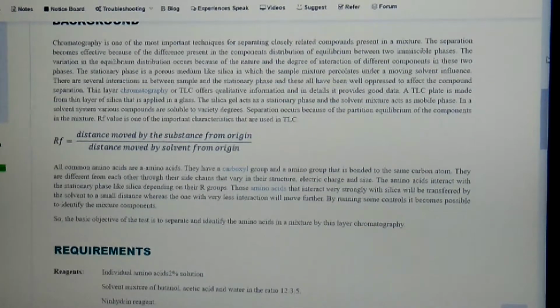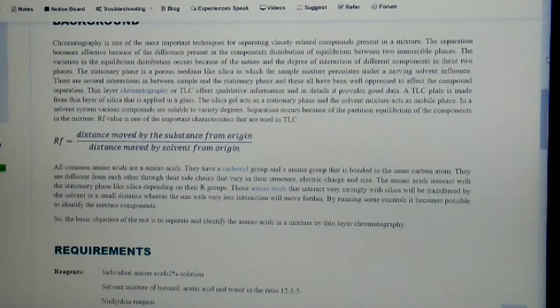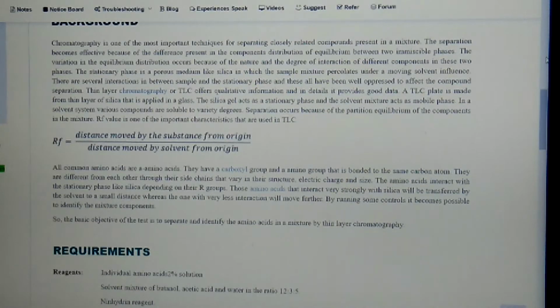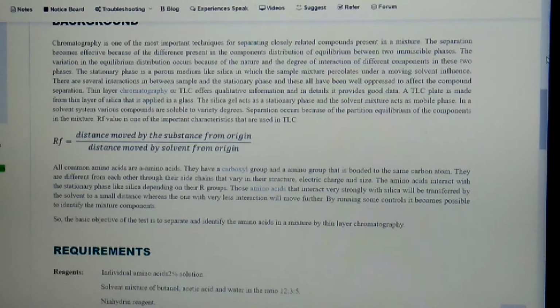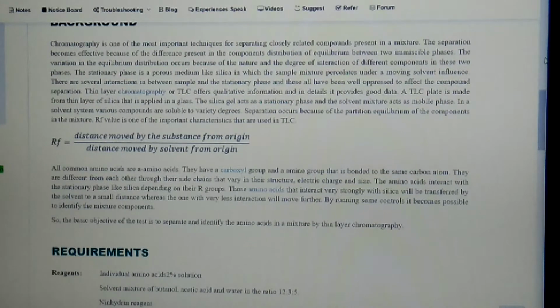All common amino acids are alpha amino acids, and they have a carboxyl group and an amino group bonded to the same carbon atom. They differ from each other through their side chains, which vary in structure, electric charge and size. The amino acids interact with the stationary phase, like silica, depending on their R groups. Those amino acids that interact very strongly with silica will be carried by the solvent only a small distance, whereas those with very little interaction will move further. By running some controls, it becomes possible to identify the mixture components.